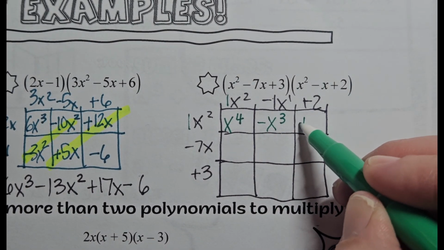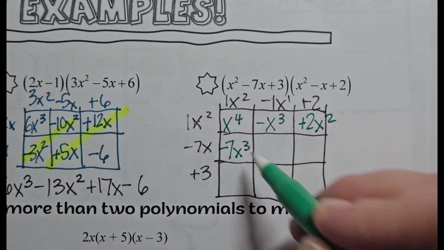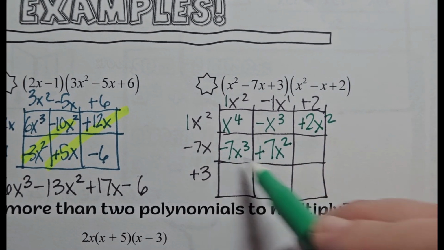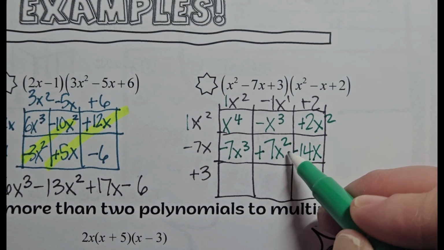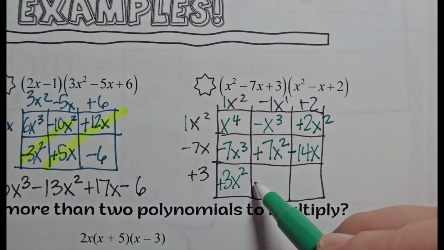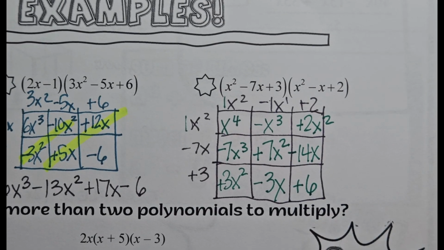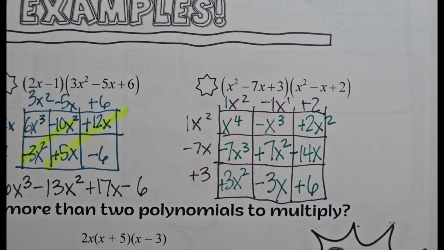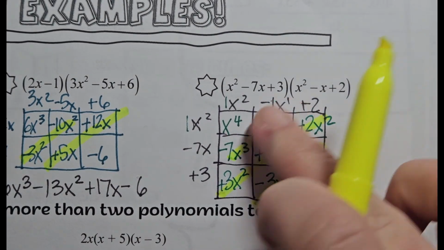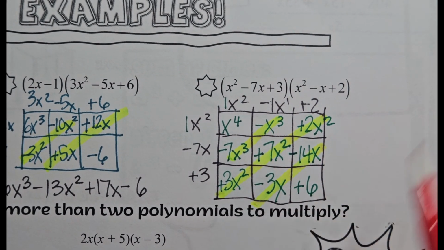Minus x cubed plus 2x squared minus 7x cubed plus 7x squared. Negative 7x times 2, negative 14x. And then plus 3x squared minus 3x plus 6. So we get all our terms multiplied out, and again, we're going to have 3 sets of like terms here, cubes, squares, and x's. So we're going to add all those together, and now let's write our final answer.